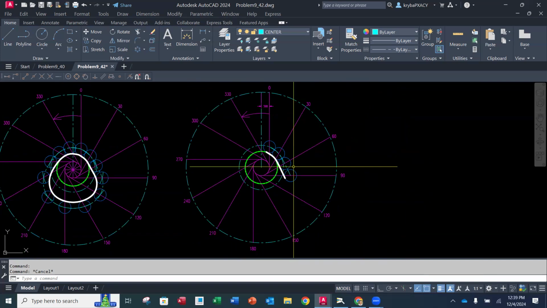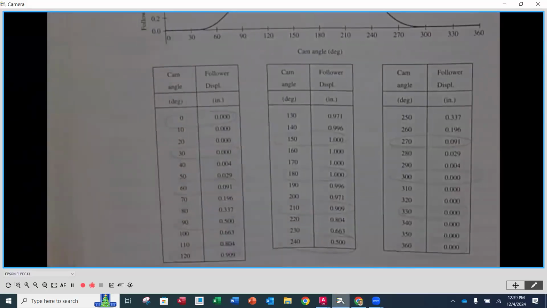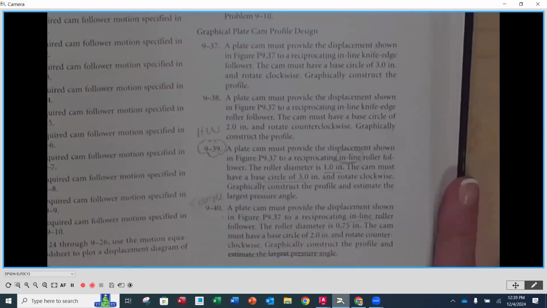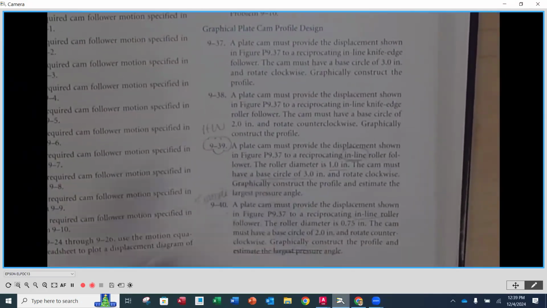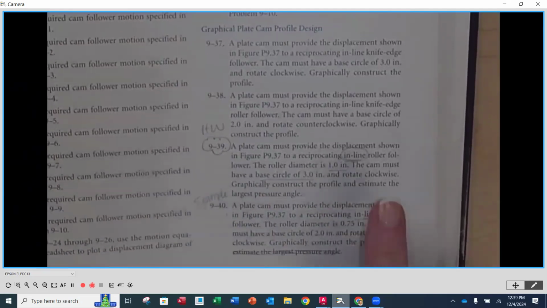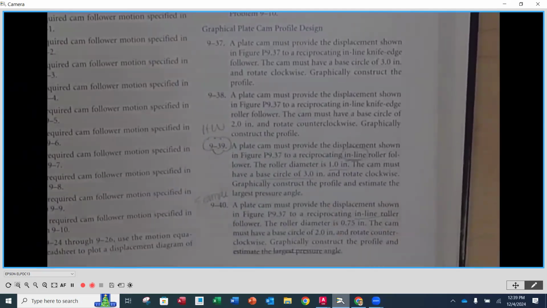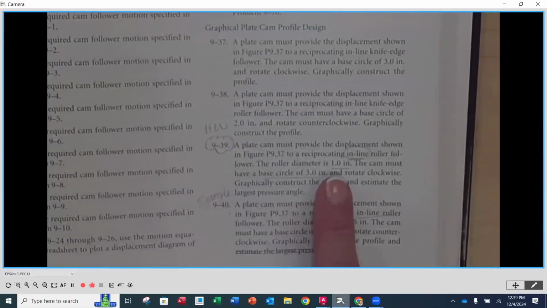All right. You are going to do an inline roller and you are going to be doing an offset roller. So if we look at the homework underneath here, the two problems that you're going to be doing, the last two problems in this assignment, you're going to be doing 939. This is going to be a plate cam. It's going to provide the displacement as shown. So again, the same chart that we looked at for these two examples. The roller diameter now is going to be 1 inch.